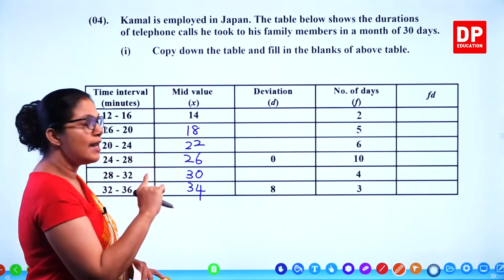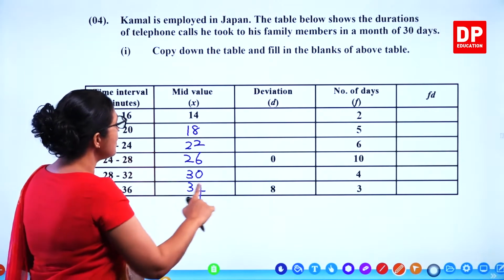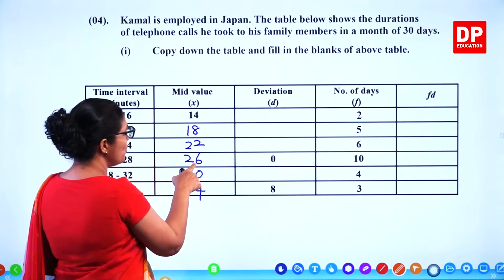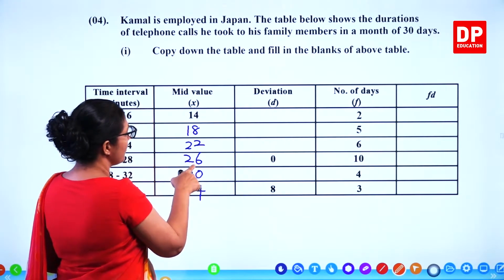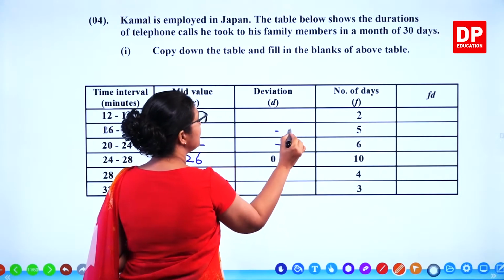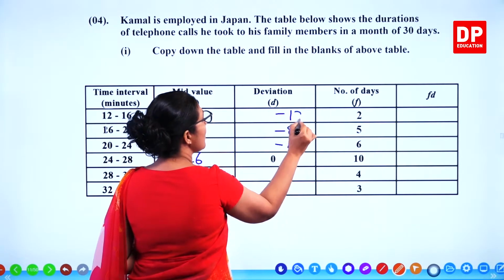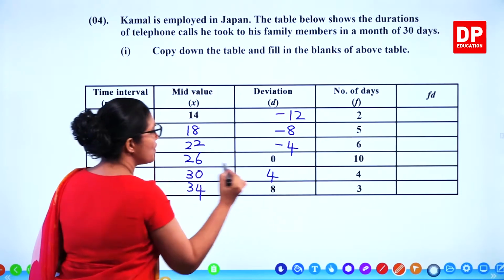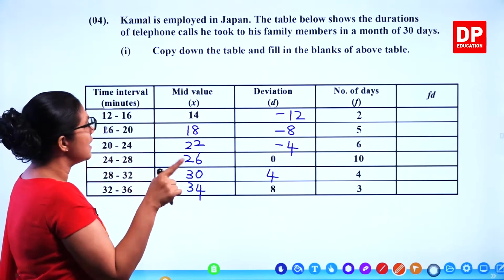Add 2 to the lower boundary. Deviation is given 0 here. That means the assumed mean is 26. So what's the difference here? 4. So these are minus values and these are positive values.